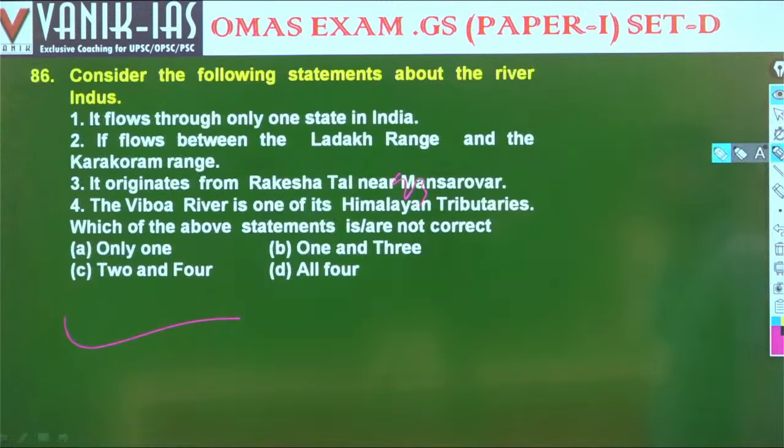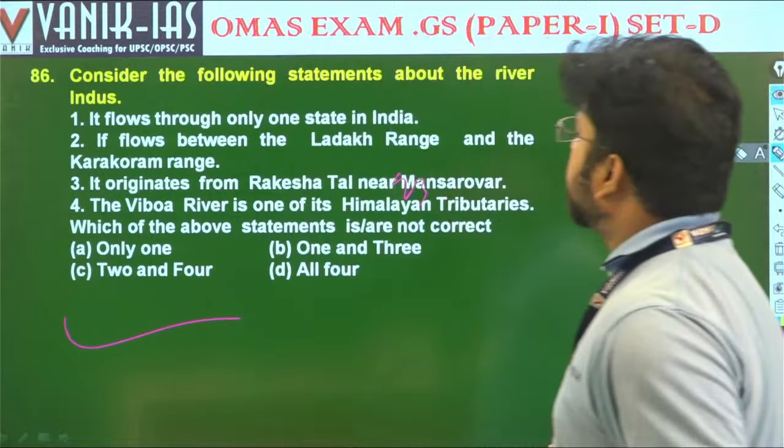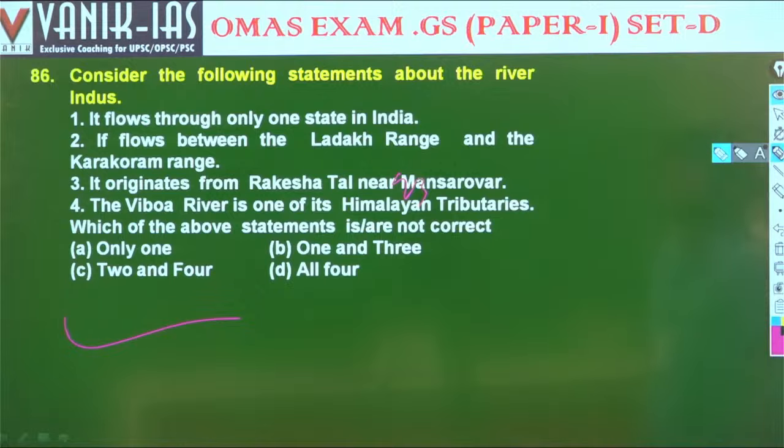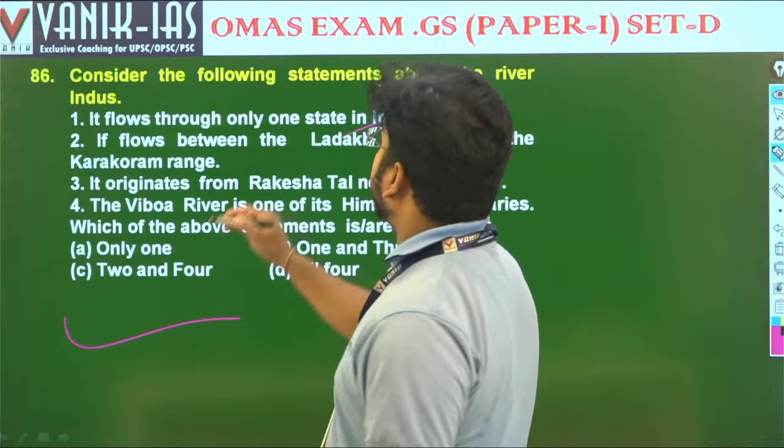Next question. Consider the following statements about the river Indus. It flows through only one state in India. It flows through the Ladakh range and Karakoram range. Only one state? How? It is Jammu and Kashmir, Punjab, Haryana. This is wrong.